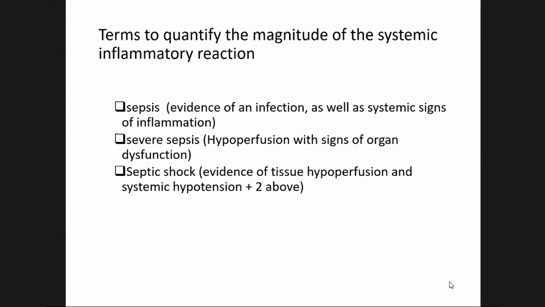So in sepsis, there is evidence of an infection as well as systemic signs of inflammation. In severe sepsis, there is hypoperfusion with signs of organ dysfunction. While in septic shock, there is evidence of tissue hypoperfusion and systemic hypotension plus 2 of the above.